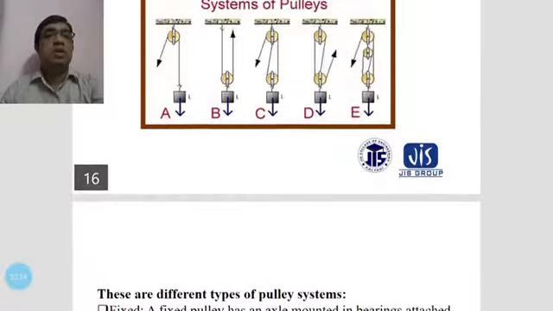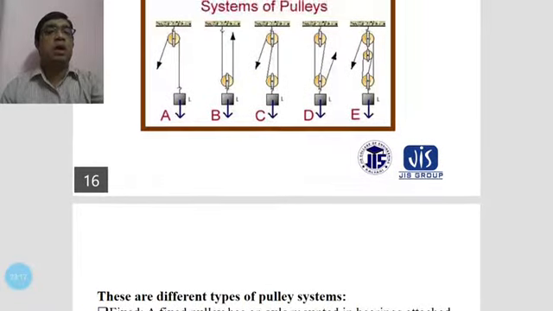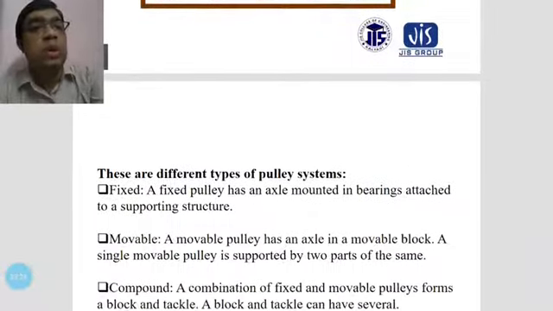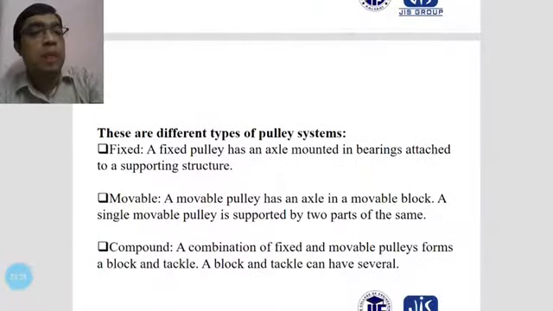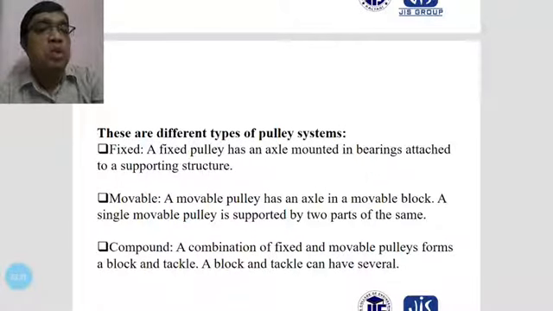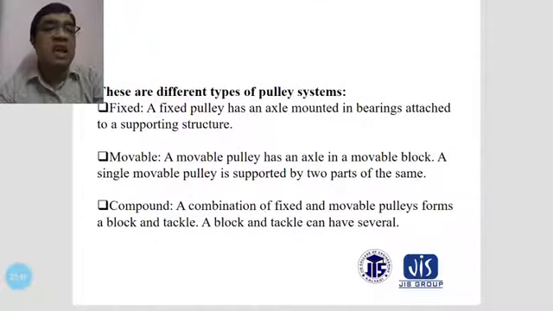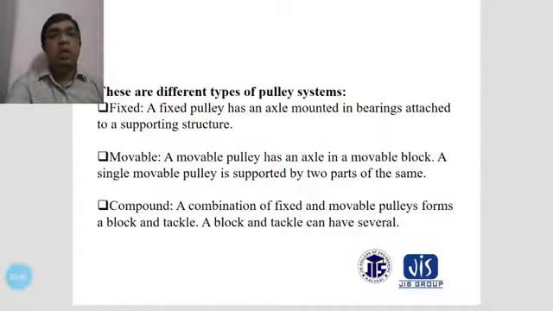You can see this in figure 3, where C is the movable pulley. The movable pulley and axle are in a movable block. A single movable pulley is supported by 2 parts of the rope. Another is the compound pulley, which is a combination of fixed and movable pulleys. With these combinations of fixed and movable pulleys, materials are transferred according to requirements.